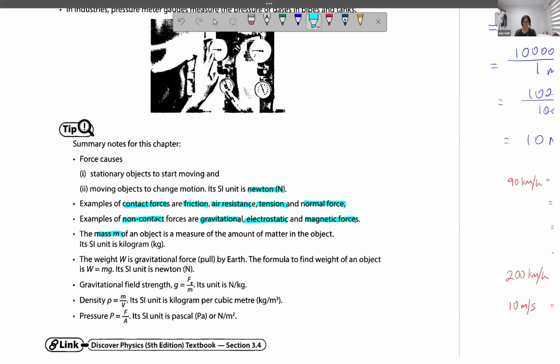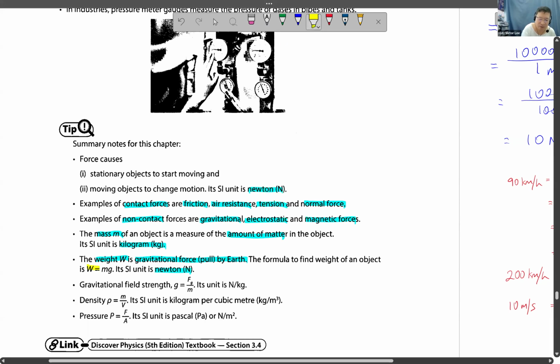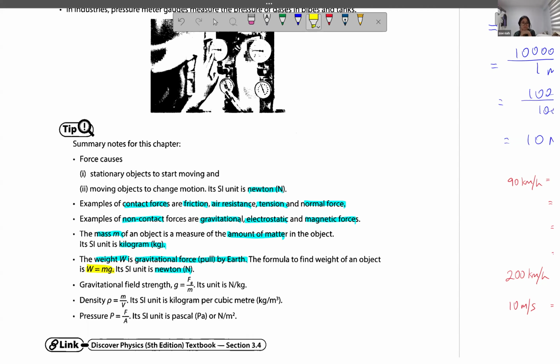And the mass is a measure of the amount of matter, therefore it's kilogram. And the weight actually is a gravitational pull by the earth, in Newton. Okay, and the formula is here. The weight equals mass times gravitational field strength. So the gravitational field strength is defined as Newton per kg. Density is mass over volume. Pressure is force over area. And for density, the SI unit is kilogram per cubic meter, while pressure is Pascal or Newton per meter square.